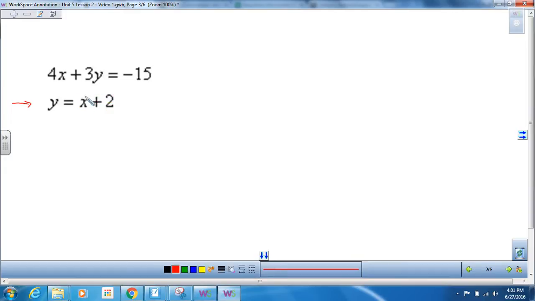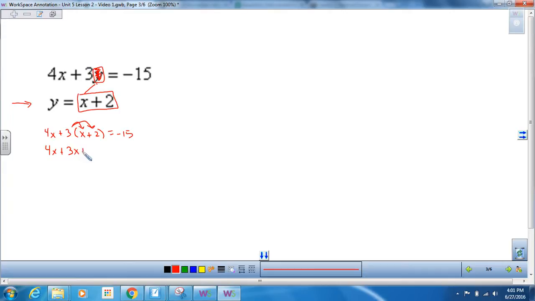So that means I can plug this box in for y. So instead of y, I'm going to have x plus 2. Since there's that 3 in front, when I substitute it, I have to put parentheses around it, so I remember to distribute. Okay, so now I see in this equation I only have x's. So I can solve when you only have one variable.